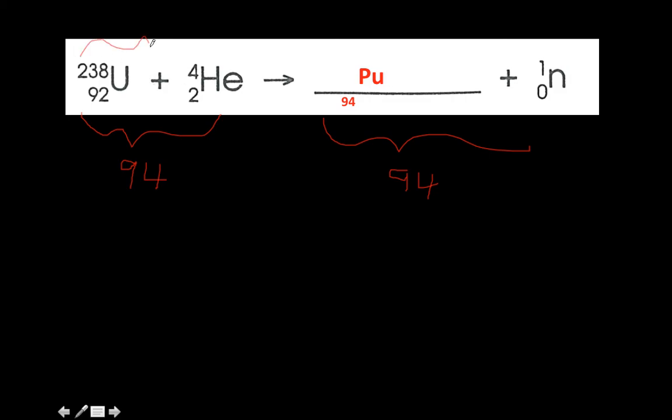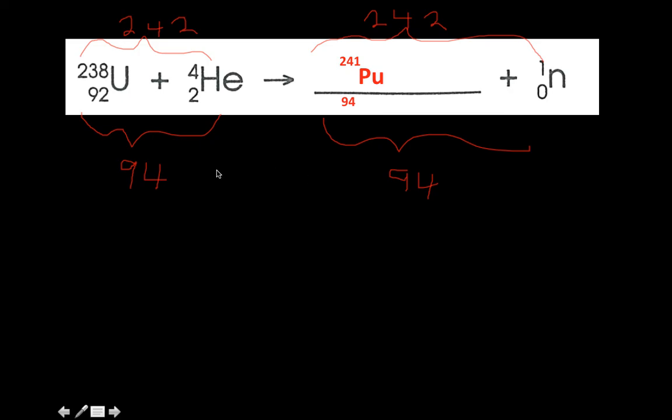And we look at the top. 238 plus 4 is 242. And that means we've got to make that 242. And we go 242 minus 1, so we better have a 241 there. So we've hit uranium with an alpha particle.